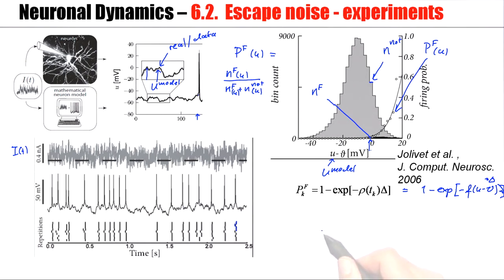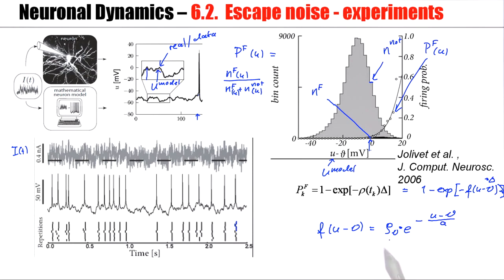For example, let's say my escape rate, f of u minus theta, is the exponential one, e to the minus u minus theta over some parameter a, and that would have a rate constant in front. This is a fixed parameter that characterizes the firing rate at the threshold, if u is equal to theta.